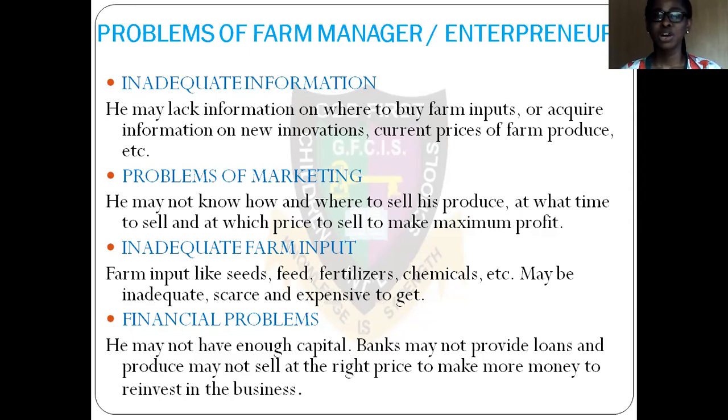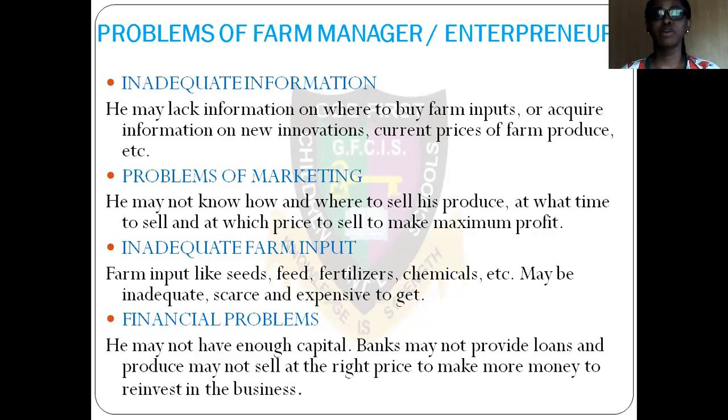One, inadequate information. When a farm manager is not given information on farm produce or farm prices, it becomes a problem. He may lack information on where to buy farm inputs, or information on new innovations, the current price of farm produce, and so on. When information is not passed to a farm manager, it becomes inadequate, and that becomes a problem.